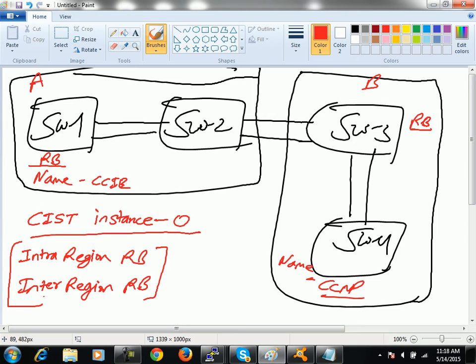Have you understood it now? See, there will be two things for instance 0: the regional root bridge, I mean to say intra-region root bridge, as well as inter-region. So remember, it does not matter how many regions are available in your switched network. For CIST, there will be two types of root bridges available in your network. One, intra-region, and another one inter-region. If you talk about the inter-region root bridge, there will be only one root bridge, for CIST, not for any other instance. And CIST is instance 0. So for instance 0, there will be only one root bridge that will be common for all regions.